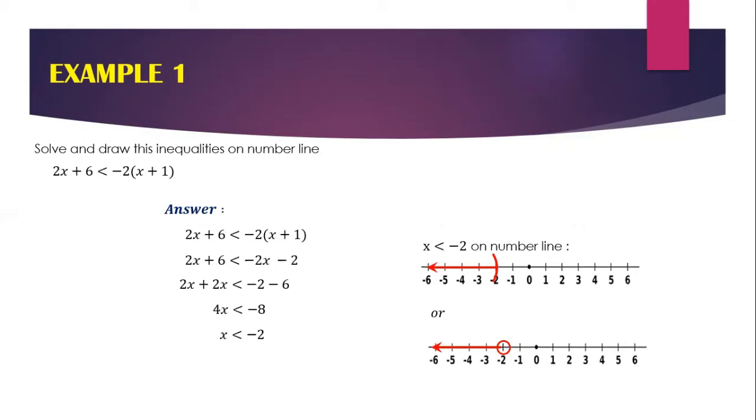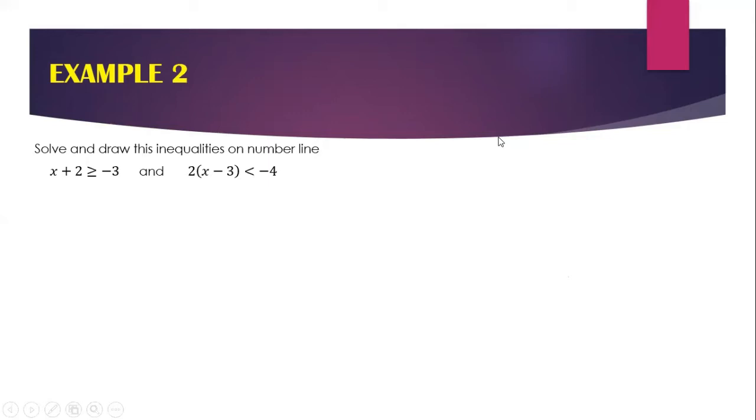Okay, go to example 2. Solve and draw these inequalities on number line. x plus 2 greater than or equal to minus 3, and 2 open the bracket x minus 3 close the bracket less than minus 4. Once again, x plus 2 is greater than or equal to minus 3 and 2 open the bracket x minus 3 close the bracket less than minus 4. Students, we have 2 inequalities based on the question, right? Okay, go to the answer.